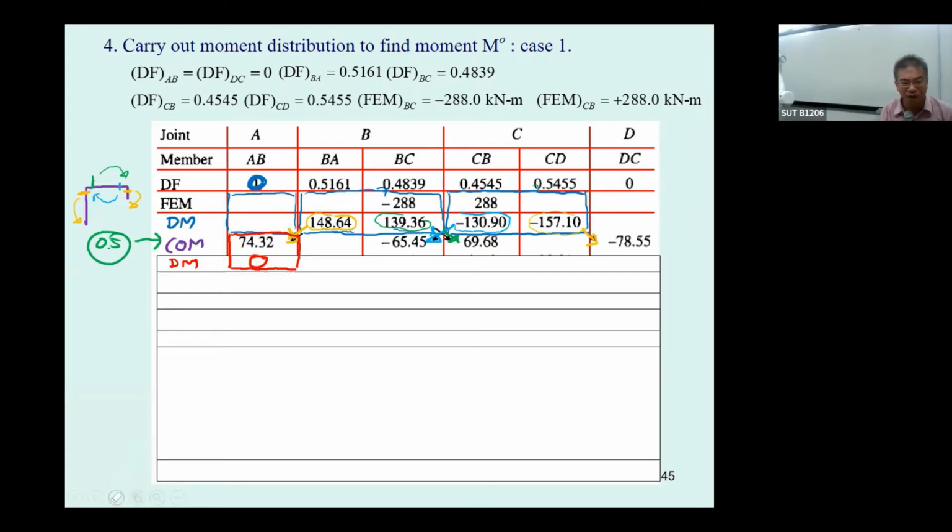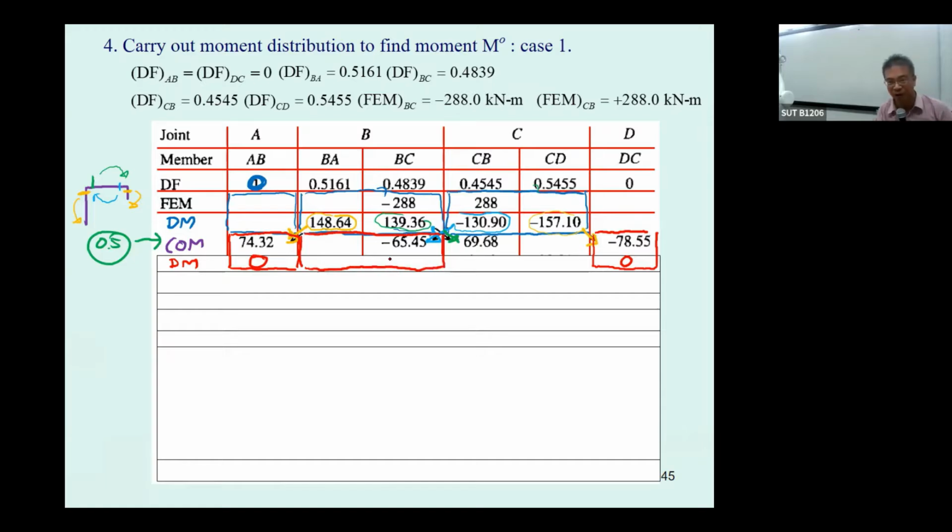No distribution also occurs over here. Here you require plus 78.55 times 0, which is going to be 0 here. So that is point A in equilibrium, and also point B in equilibrium.